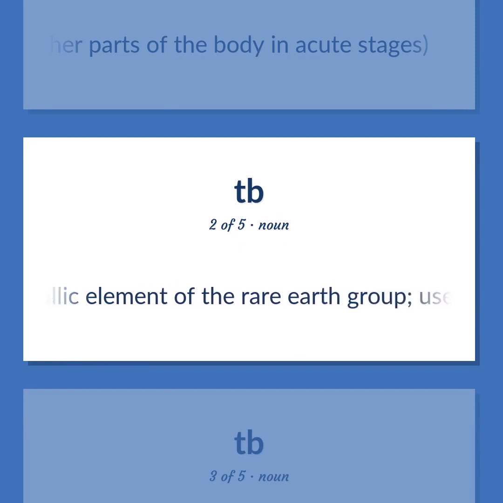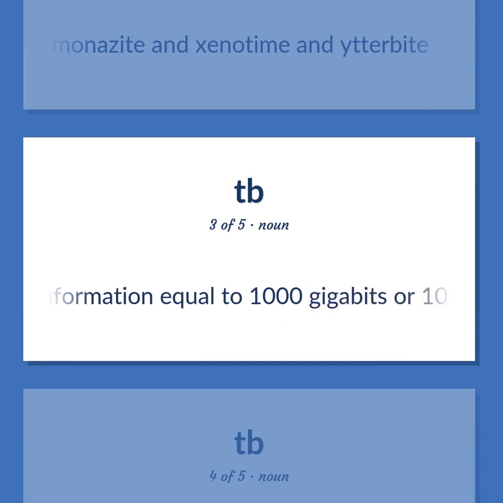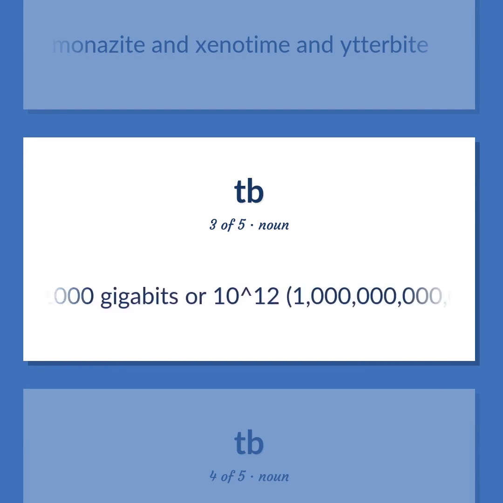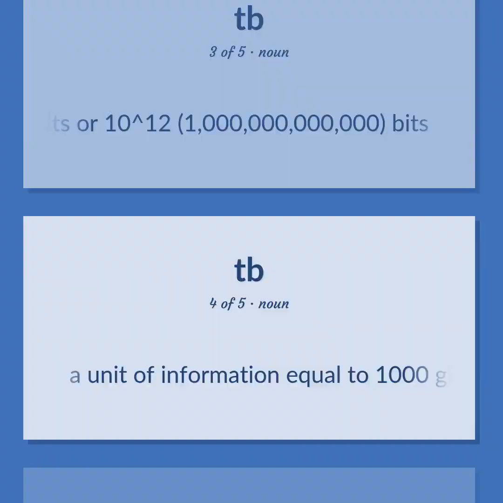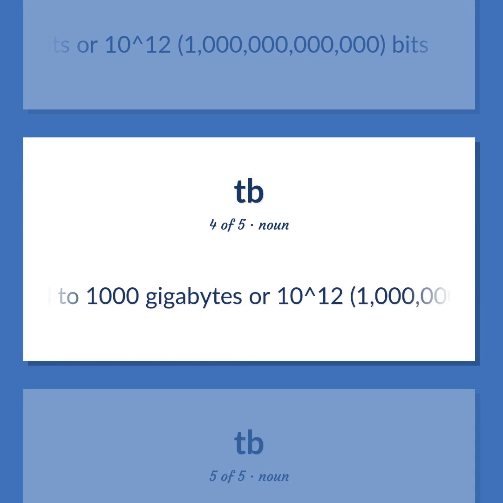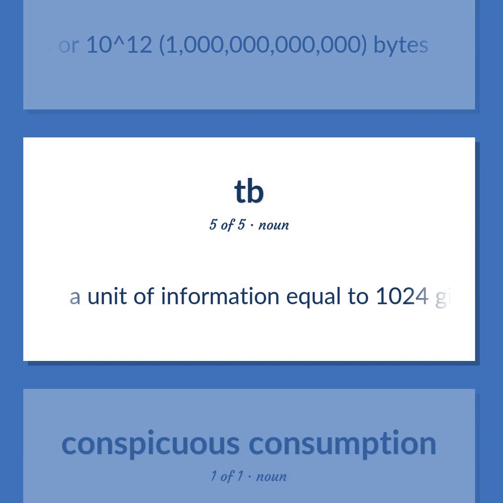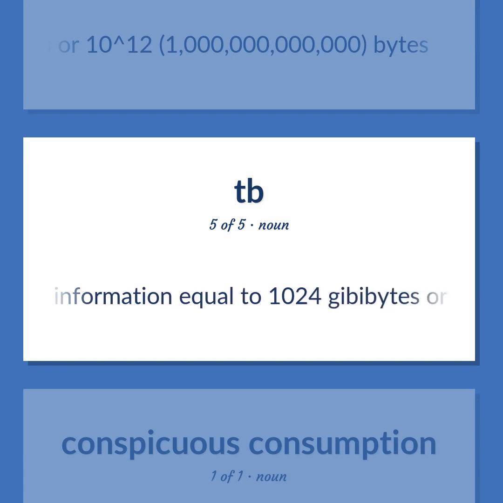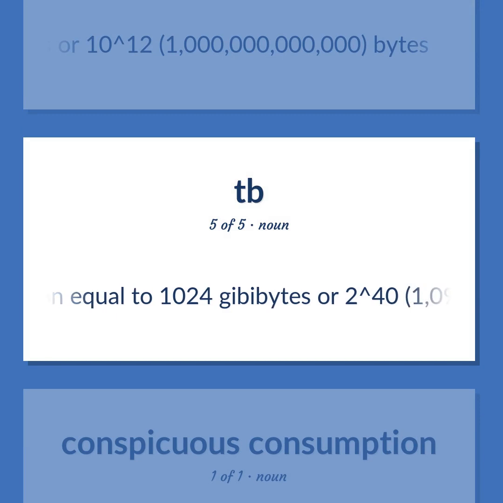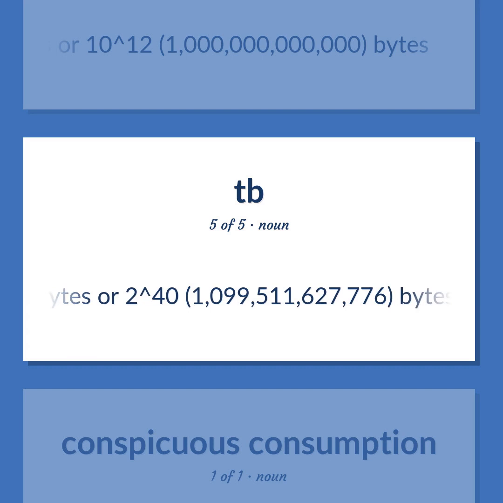A metallic element of the rare earth group, used in lasers, occurs in apatite and monazite and xenotime and ytterbite. A unit of information equal to 1000 gigabits or 10 to the power of 12, 1 trillion, bits. A unit of information equal to 1000 gigabytes or 10 to the power of 12, 1 trillion, bytes. A unit of information equal to 1024 gigabytes or 2 to the power of 40, 1,099,511,627,776 bytes.